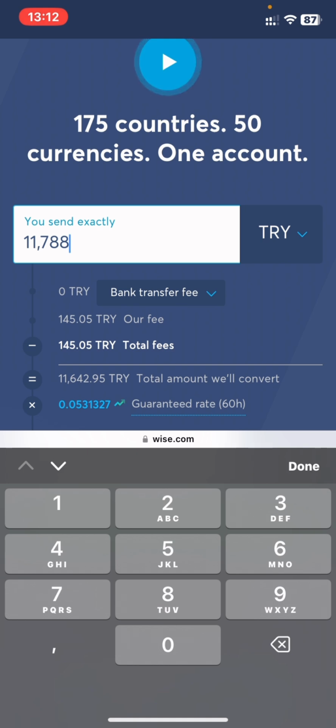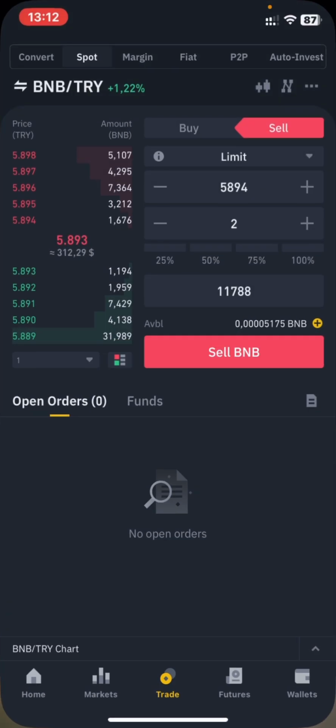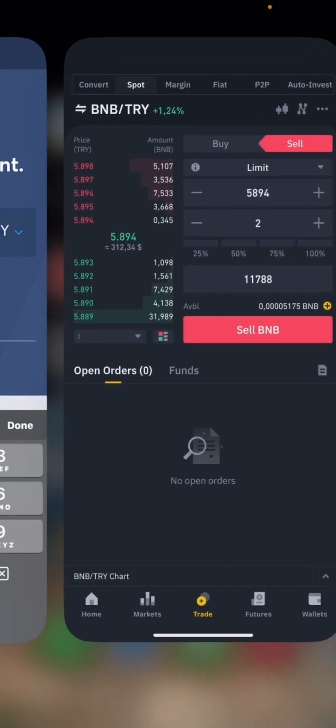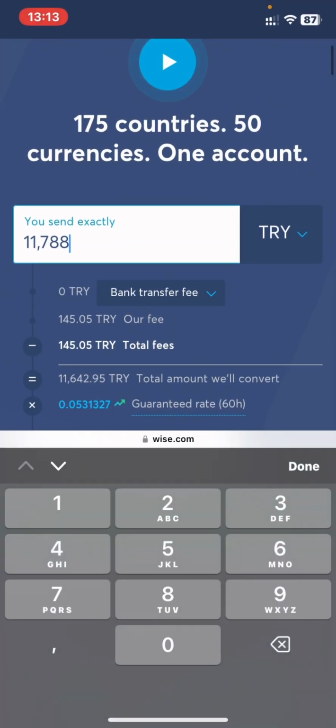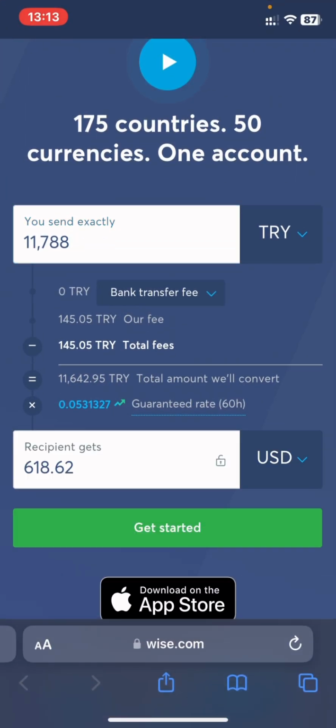And you remember I said to sell the 2 BNB to this Turkish currency over here. Then you'll be able to withdraw your funds from Binance. You have to make additional registration. You just have to withdraw your funds from Binance to this Wise account. They will give you a local bank account, so you don't need to worry. You have this Turkish account.